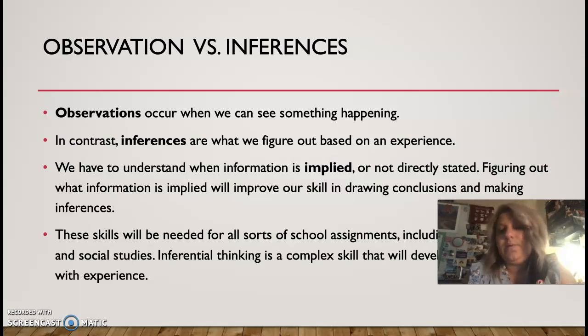Okay, so today we're going to read a play called Trifles. And when we read, we're going to be observing and we're going to be making inferences. So observations occur when we can see something happening. So we're reading and we're observing what our character's doing or what they are saying. And in contrast, what we do is we make judgments, which is like an inference. And an inference is where we try to figure out, based on what information we've been given, what we think about either that character or their action or the conflict.